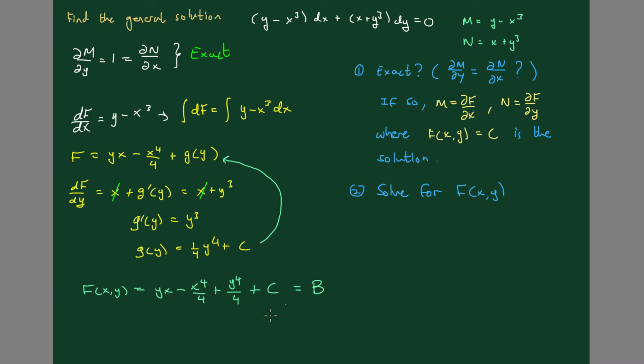To avoid confusion, we'll call this first constant c1, and then we'll call this second constant c2. So if we move c1 here, then we find that y times x minus x to the power 4 over 4, plus y to the power 4 over 4 is equal to our constant c, and we can write this as our solution to the differential equation.